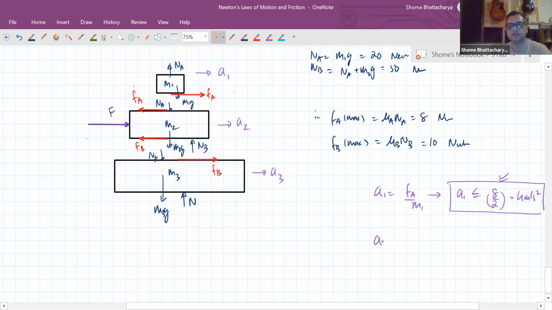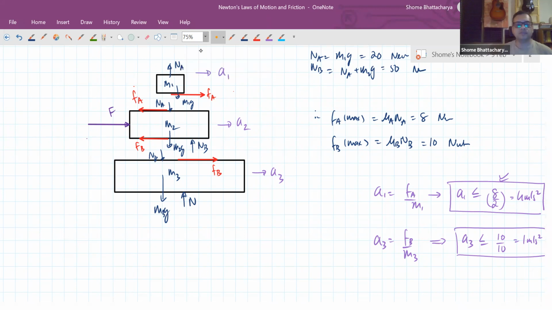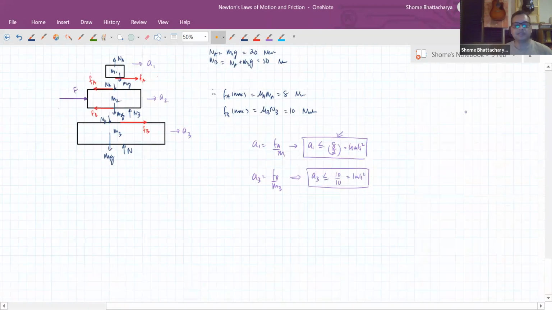Similarly, if we look at the lower block, its acceleration is completely dependent on the friction FB. So that means that the maximum possible value of A3 is less than or equal to 10 divided by its own mass, which is 10, or 1 meter per second square. So no matter how much force we apply on the middle block, this upper one cannot go faster than 4, and this lower one cannot go faster than 1 meter per second square. So that will become an important part in our analysis.